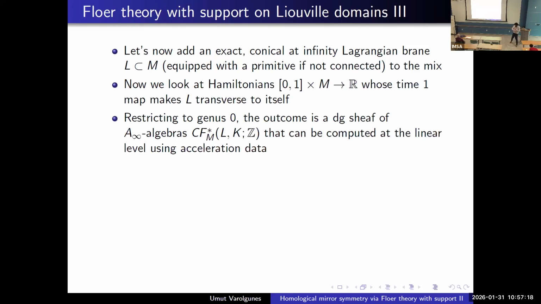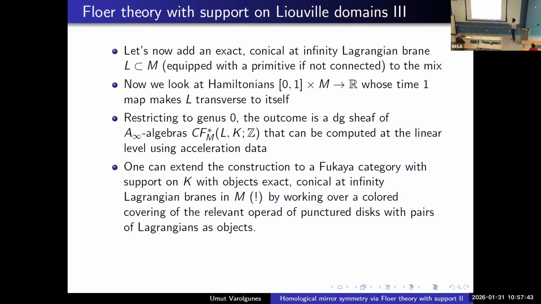So for each Lagrangian that's exact and conical at infinity, for every compact, in fact conical at infinity, closed subset, I can associate an A infinity algebra, and they form a presheaf. And if you wanted to compute the underlying chain complex, you could take an acceleration beta and compute the telescope and so on. And you can also extend the construction to Fukaya categories.